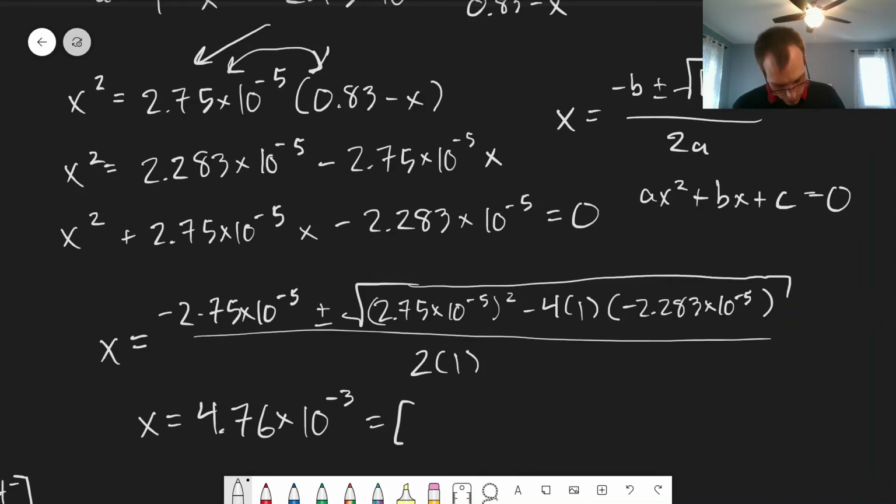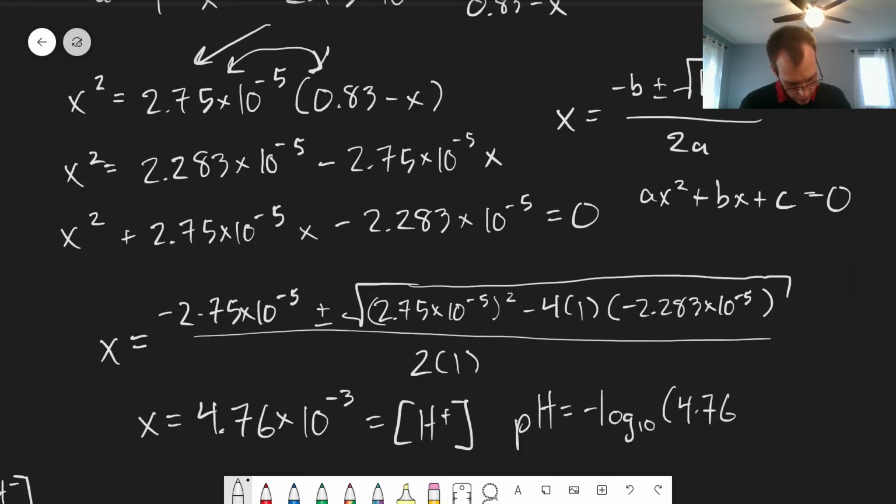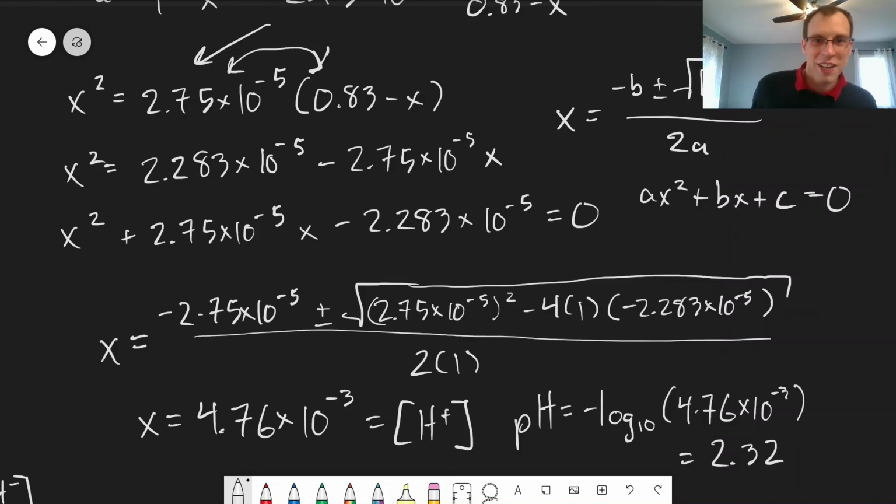And just to not lose sight of what we're solving for, that's equal to our hydrogen ion concentration. So if we want the pH, let's say pH is equal to negative log base 10 of 4.76 times 10 to the minus 3, which is equal to 2.32. So vinegar is, as you would expect, quite acidic, which is not a surprise. If you've ever eaten something with vinegar in it, right? It's quite bitter. That's that acidic flavor that you're tasting.